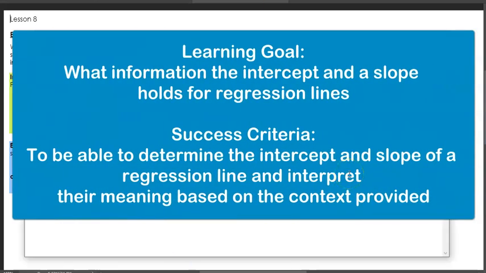The learning goal for this exercise is what information the intercept and a slope holds for regression lines. The success criteria is to be able to determine the intercept and slope of a regression line and interpret their meaning based on the context provided.